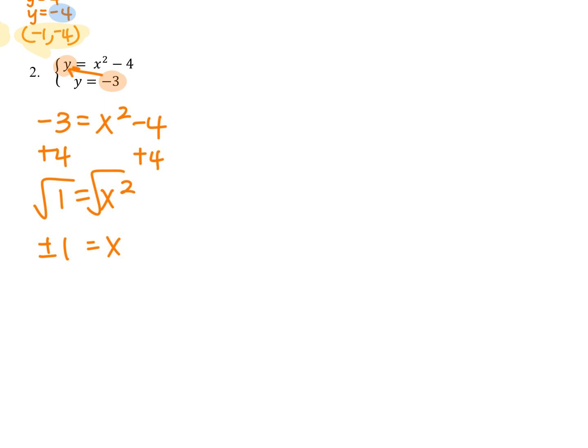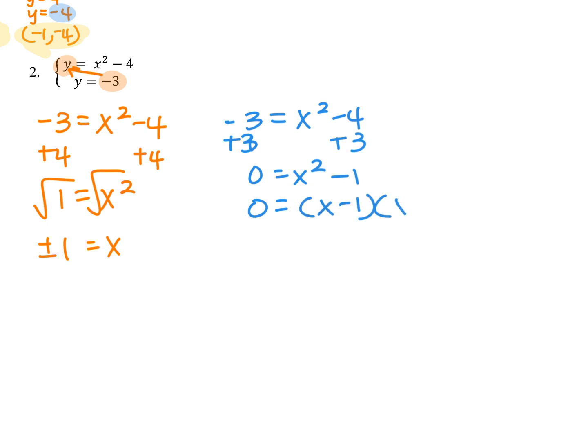Option number 2, I'll do it in a different color. If I have negative 3 equals x squared minus 4, if I want to set this equal to 0, how do I move that 3? So I have 0 equals x squared minus 1, which I can then factor with difference of squares. And so either way, I get a positive 1 and a negative 1. I just wanted to show you that.